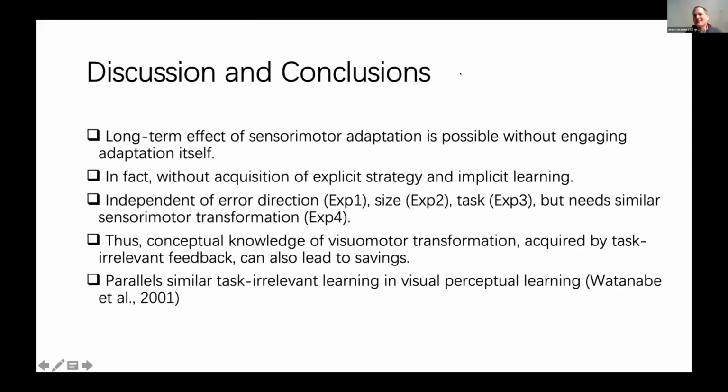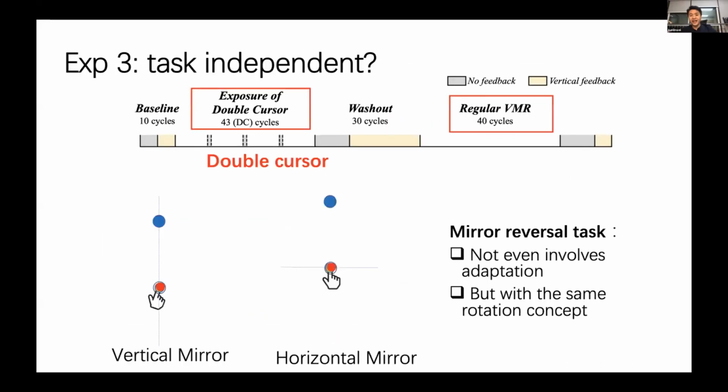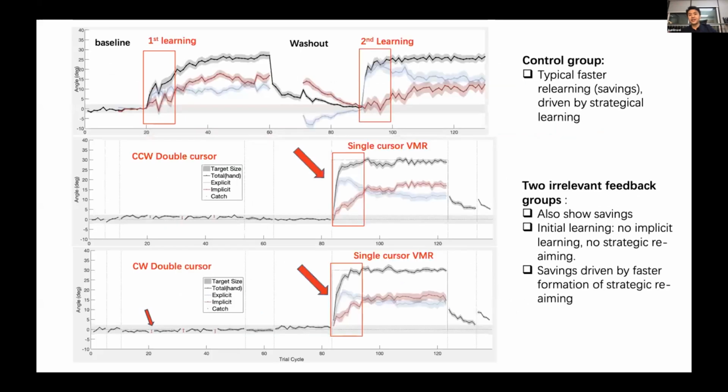Yeah. Thanks, Kunlin. Very interesting talk. I was wondering, when you mentioned savings, is that for the explicit component or the implicit component as well? On the total adaptation, it was very clear, but I didn't know in your data which component showed saving. Oh, sorry, I went through it too fast. It is the explicit component. You see the blue line? They just learn, they got the strategy so quickly because they have the concept already.